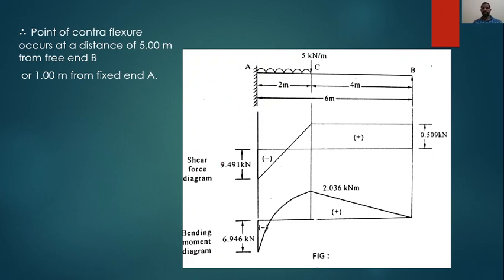That means the point of contraflexure occurs at a distance of 5 meters from the free end, and the total span is 6 meters. So 6 minus 5, that is 1 meter from the fixed end. Now having calculated all these values, we can draw the shear force diagram and bending moment diagram as well.